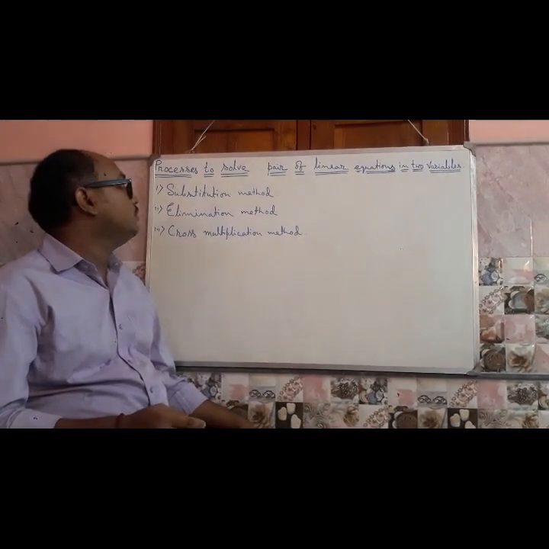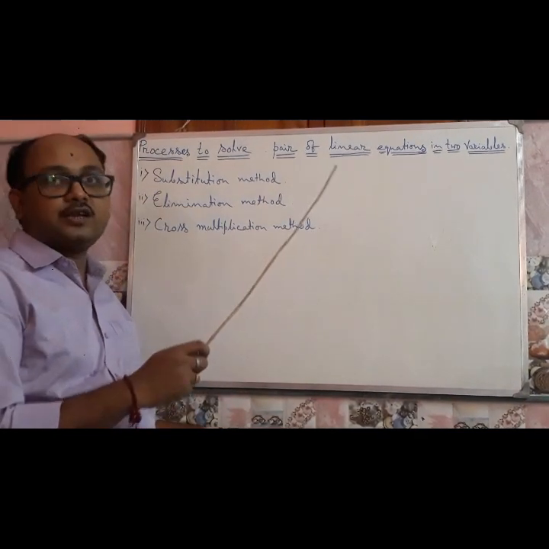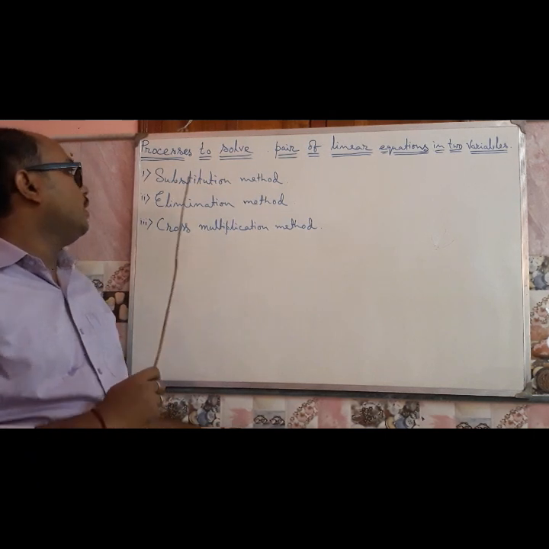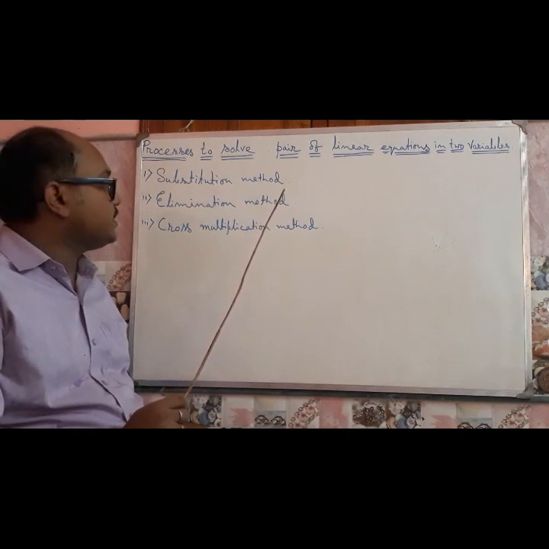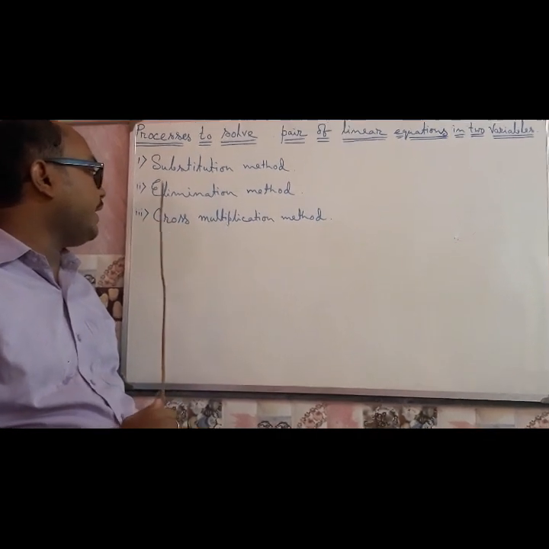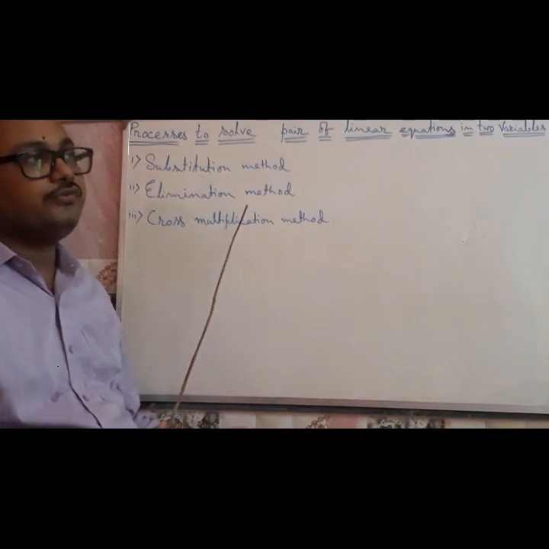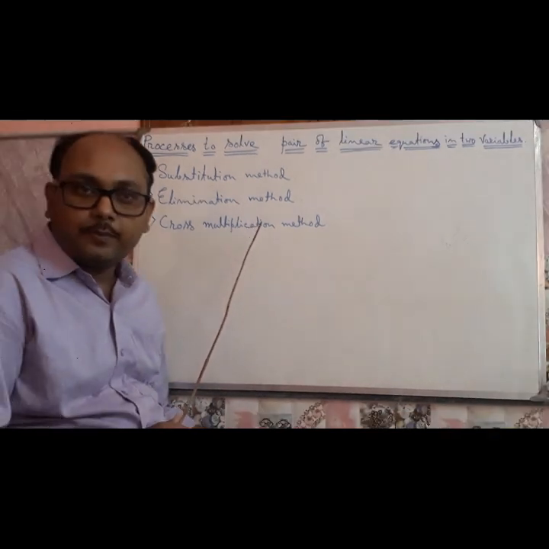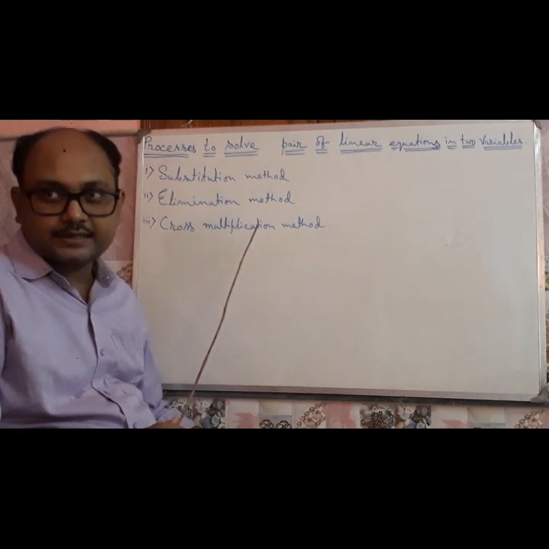In my last video, I told you the graphical method to solve a pair of linear equations in two variables. In this video, we will learn the substitution method to solve a pair of linear equations in two variables, the elimination method and cross multiplication method. For each method, we will take three examples for parallel lines, coincident lines and intersecting lines.